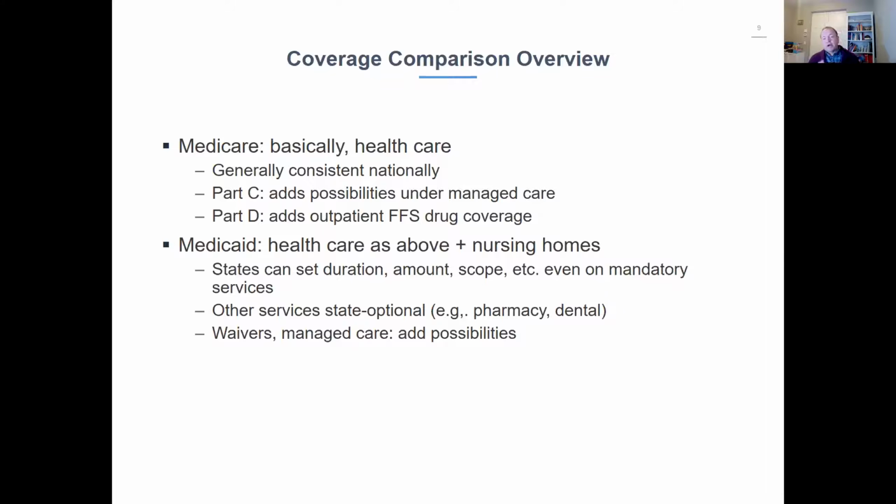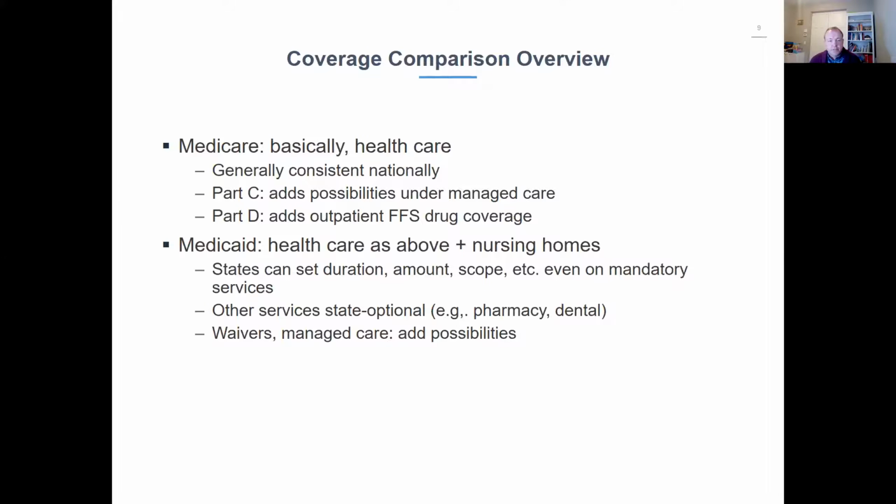Medicaid, on the other hand, covers healthcare as above, but it also covers eligible nursing home services, and it potentially, under certain waivers, other long-term services and supports. So states can set the duration, though, the amount, the scope, et cetera, even on mandatory services. So even under mandatory coverage services, there still could be some state variation in what those look like. And so, for instance, if you're not paying attention to that potential variation, you may see a difference between states that is actually an artifact of some of those types of differences, as opposed to, say, the needs of the population or other things.